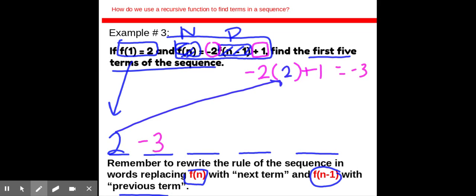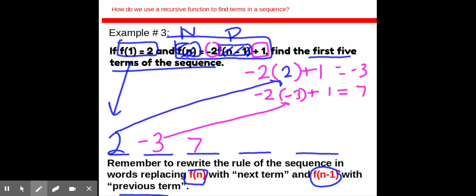And now I'm going to follow this pattern. I'm going to take -2, times it by my previous term, and add 1. But in this case, the next term is -3. I'm going to plug that in. Plug in your calculator. -2 times -3 plus 1 is 7. So 7 becomes my next term in the sequence.